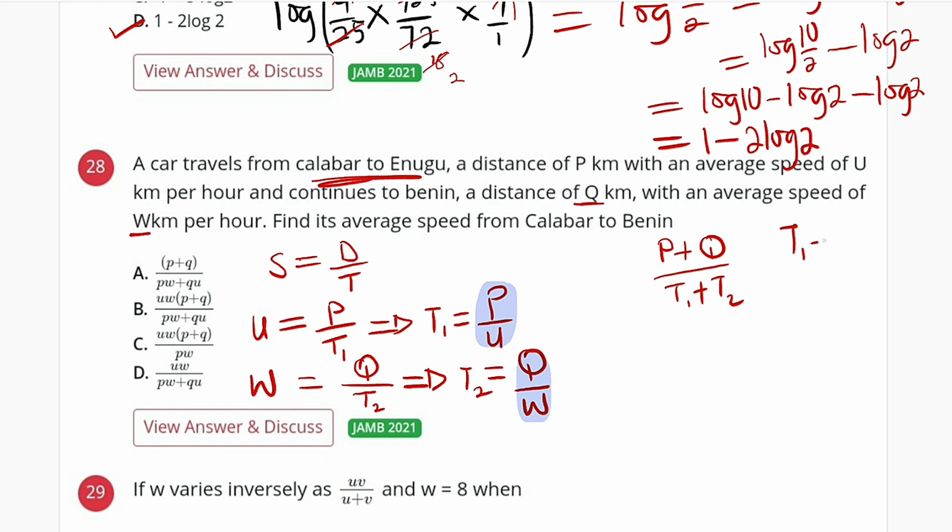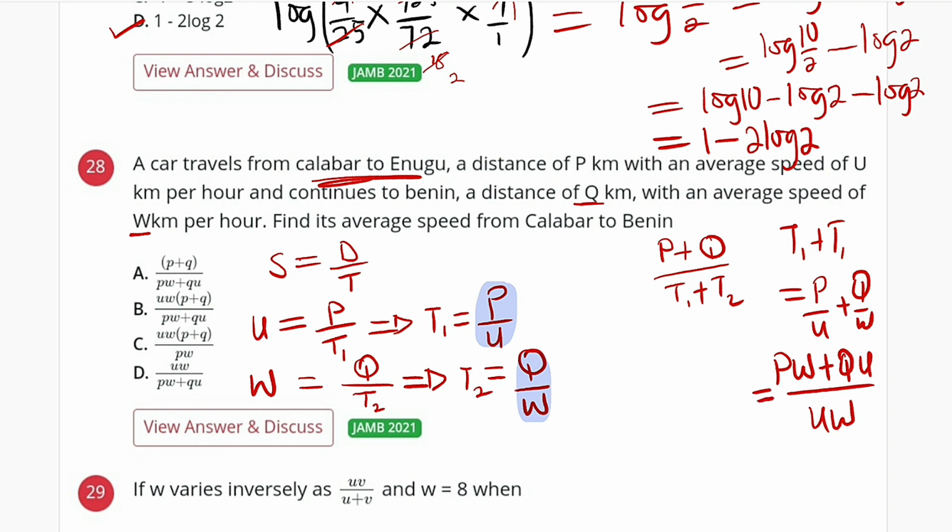So we have T1 plus T2. This is equal to P divided by U plus Q divided by W. The LCM will be UW. U into UW is W, so we multiply by P, we have PW, plus W into UW is U, times Q, we have QU. So this is the sum of the two times, T1 and T2. So this is what we want to simplify: P plus Q divided by T1 plus T2, which is equal to this. So let me clean here and continue.